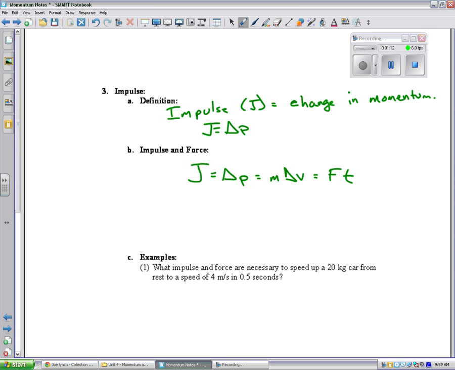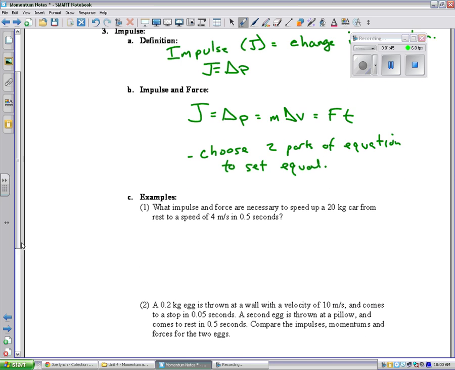So when we're going to solve one of these impulse problems, I might be given M and V and ask for impulse. Then we would do M delta V equals J. I might be given force and time and asked to find change in momentum. So we do Ft equals delta P. So you just choose two parts of the equation and set them equal to each other.